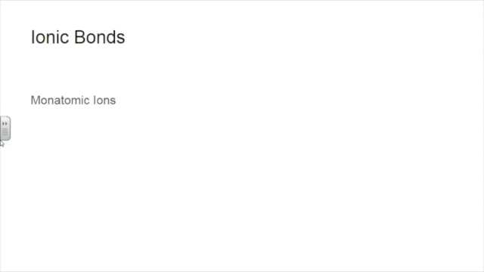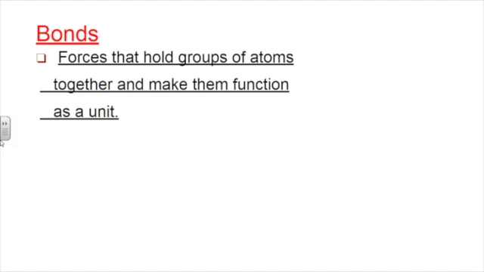Okay, so first off, we need to know what ionic bonds are in order to talk about monatomic ions. Bonds are forces that hold groups of atoms together and make them function as a unit. You do need to make sure you type out bonds, underline it or highlight it, and then there is the definition for that. And remember, while you're watching videos, you can pause, stop them, whatever you need to type this out, whether you watch the video full screen, make it bigger just for you to see what's going on, or just go back and forth to write notes, whatever's easier for you to take notes throughout the digital notebook.